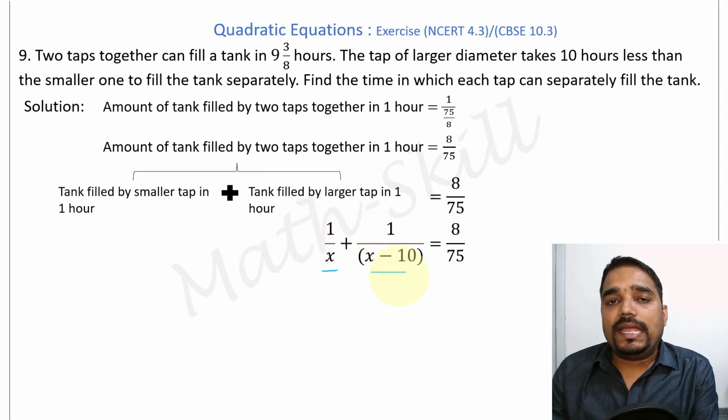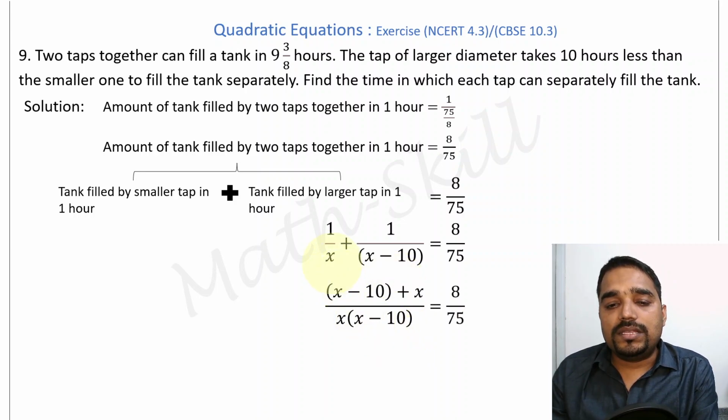So in order to take the LCM, let us multiply both. That is, the LCM would be x into x minus 10. Now this x gets divided into these two, so x would get cancelled. We would be left with x minus 10. x minus 10 multiplied by 1 is x minus 10. Similarly, x minus 10 cancels x minus 10 here. We would be left with x multiplied by 1, so we would be having x here.